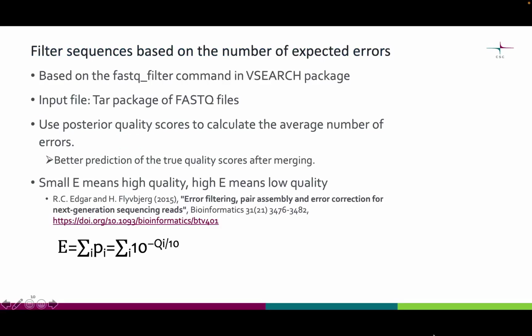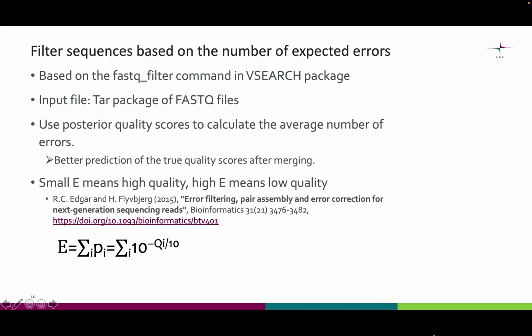In Chipster, the tool "Filter sequences based on the number of expected errors" uses the fastq_filter command from the VSEARCH package. And fastq_filter is a tool which can be used to filter the input sequences based, for example, on the number of expected errors in the reads. As an input, you need to give a tar package containing all the fastq files produced from combining paired reads to contigs with the VSEARCH tool.